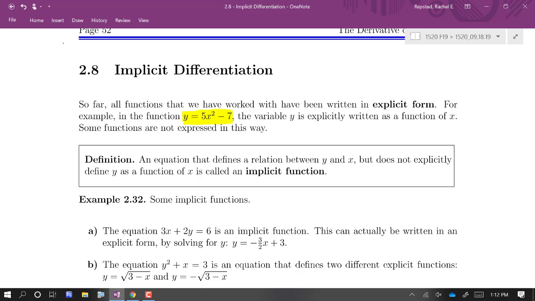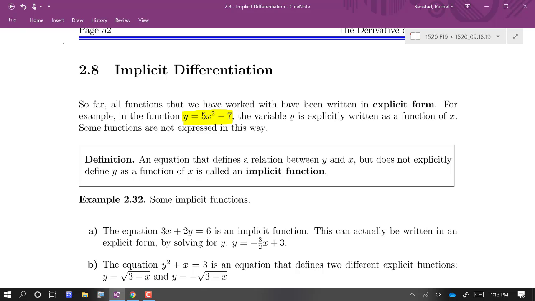An equation that defines a relation between x and y that is not necessarily explicit, that doesn't define y as a function of x, we call an implicit function. We still use the word function, even though some of these equations may not define y as a function of x. For example, we saw a lot of these in the first chapter.